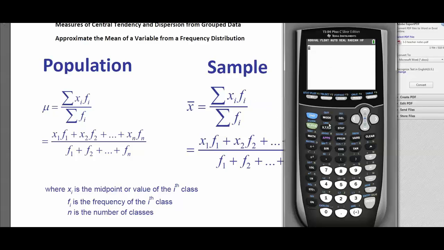From the home screen, I want to go to list and then look for sum. So the sum of L3 is that number there. And then I want the sum of L2. Then I want to take those two numbers and divide them. Okay, so the mean of this grouped data is 14.25.